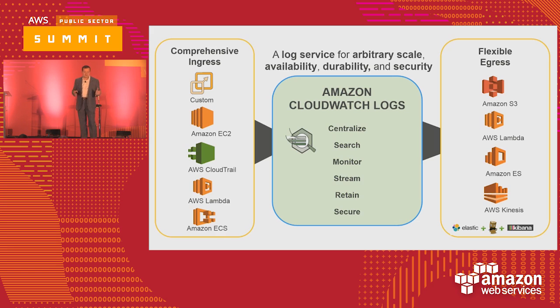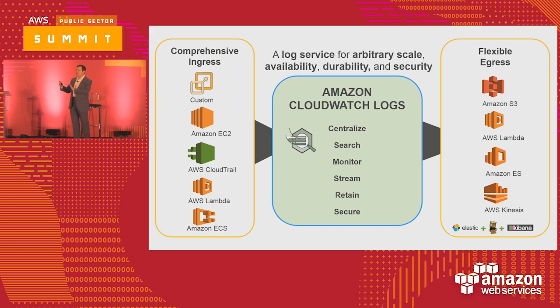And so in terms of getting things into CloudWatch Logs, with EC2, you just install the agent to get anything on an EC2 instance up to CloudWatch Logs. CloudTrail has native integration. You can push your CloudTrail logs up to CloudWatch Logs. Lambda also has native integration with CloudWatch Logs. So if you want to see the output of your Lambda functions, it automatically gets streamed to CloudWatch Logs. And ECS has a logging agent as well. So if you're using our container service, you can just install the logging agent, and it will send up to CloudWatch Logs.